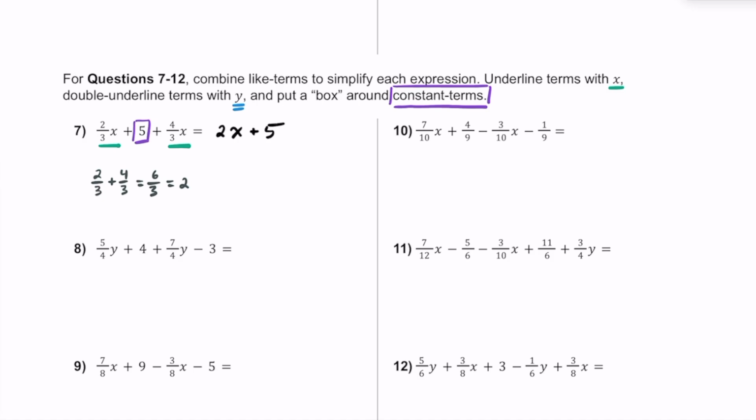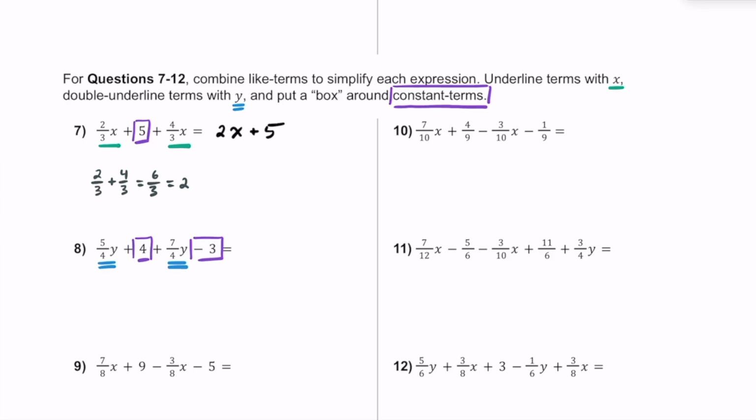Okay. For number 8, we have this 5/4 y, that's a y term. We have another term with y, so those are like terms with each other. And then we have two constant terms. We have a 4, and we have this negative 3, technically, if you rewrite it as 7/4 y plus a negative 3, if you add the opposite, right?